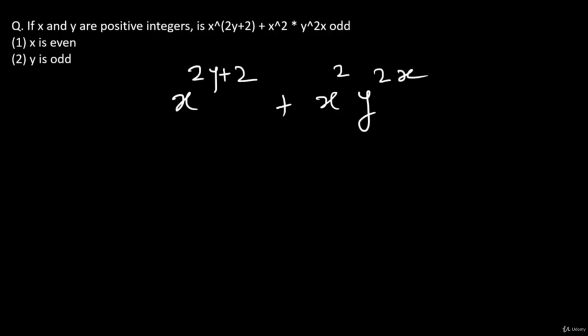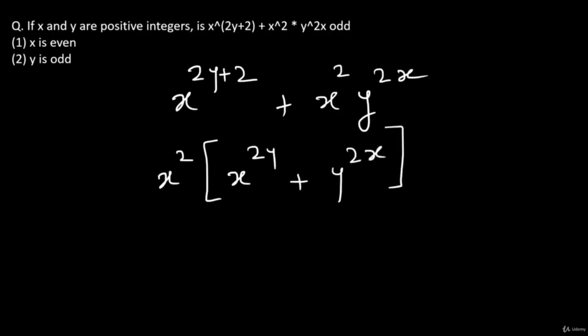Pause the video, give it a try, and then let's do it together. Alright, we are back. I hope you have given it a try. Let's do it together. Over here, you can see that in both these two terms, x square is there. So let me take that out. So I can rewrite this as x square into x to the power 2y plus y to the power 2x.